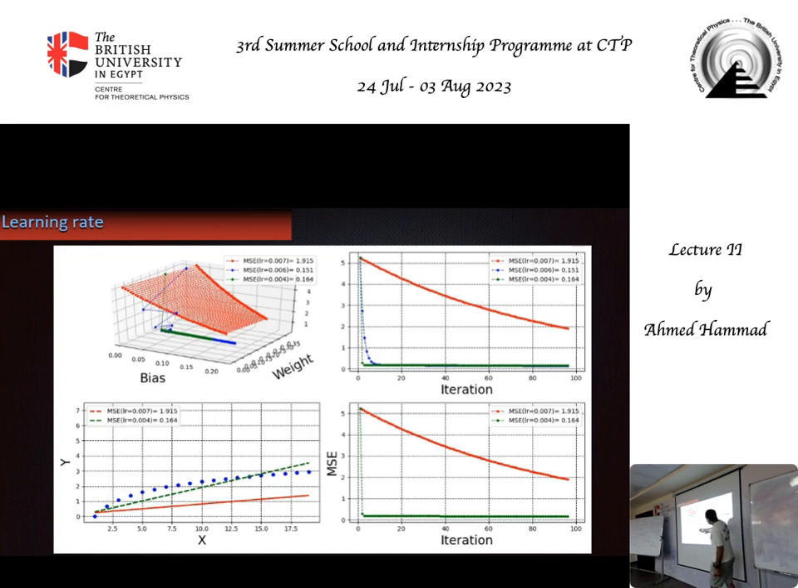So you can see here the effect of the learning rate. The learning rate is a hyperparameter, which means it is a parameter that the user should fix. You have to try different values for the learning rate, and the learning rate that gives you the best accuracy, you take it.